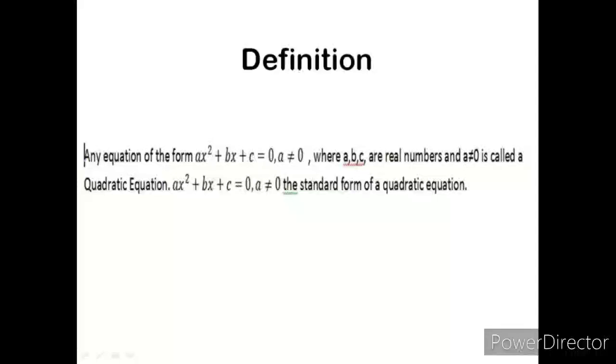Why? Because if we make a equal to 0, then the equation becomes a linear equation. If the coefficient of x square becomes 0, the total term ax square is 0, so there will be no x square. And if there is no x square, then the equation becomes a linear equation. That's why it is important to write here that a is not equal to 0.